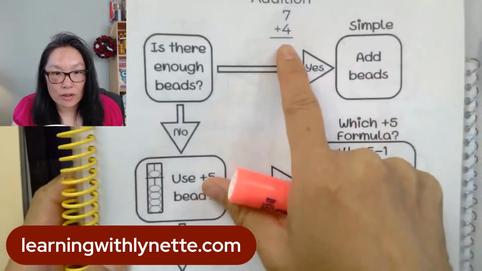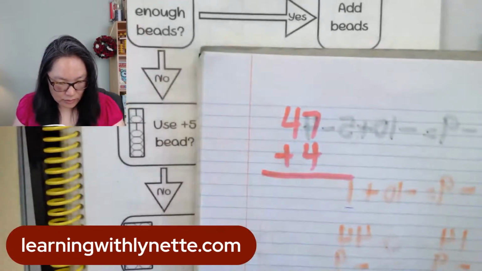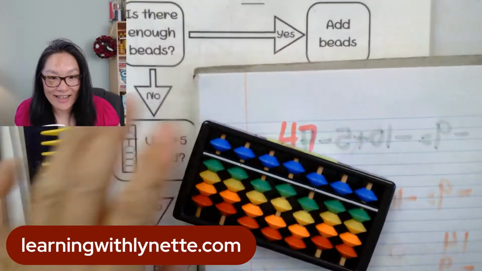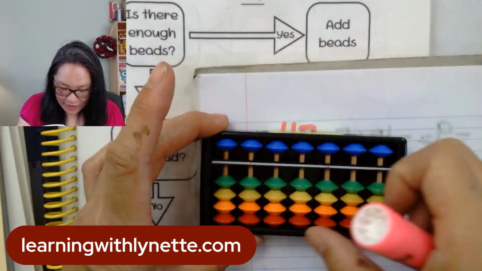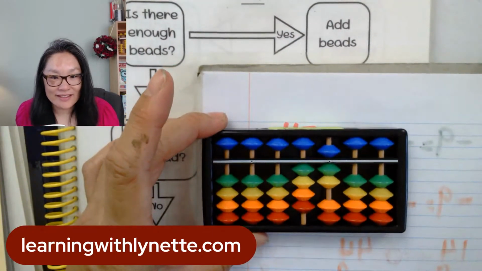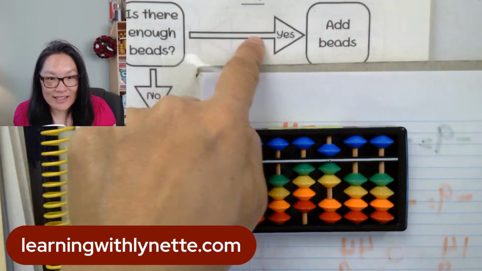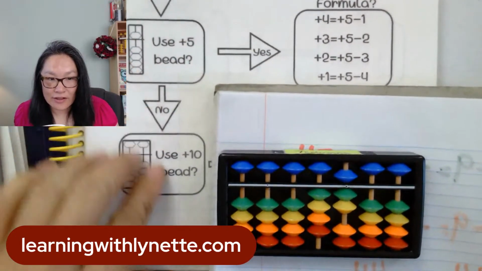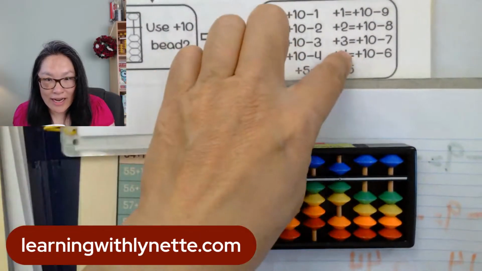How do we add the 4? Is there enough beads to add the 4? No, there isn't. 47. Is there enough to add the 4? No. So can I add the 5? No. So I want to add the 4.